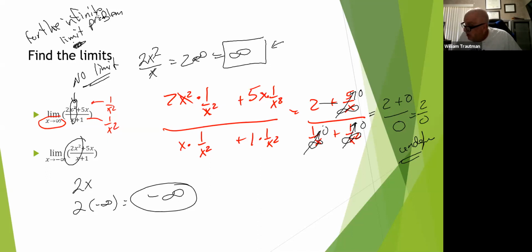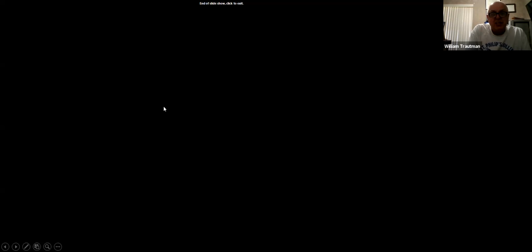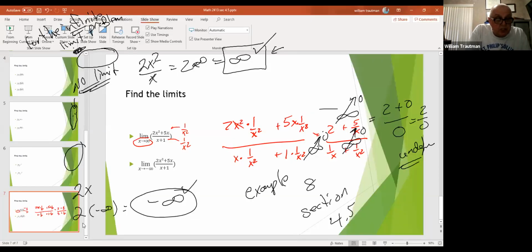By the way, this is example 8 on page 245. Look at example 8 in section 4.5 of the book, because it actually says find infinite limits at infinity. It does say that. I just didn't write it down here. That's why I put no limit at first. But if the problem says find infinite limits, then the answer would be infinity. Or the bottom answer, negative 2 times infinity is negative infinity. So if it says infinite limits, infinity is an okay answer. I think that was the last one. Yes, it was.